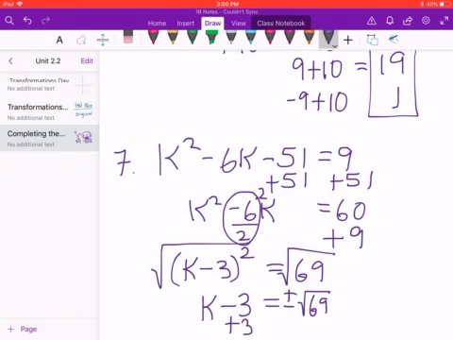And then I'm going to add 3 to both sides. And I know it looks wonky, but that's a really accurate answer right there.